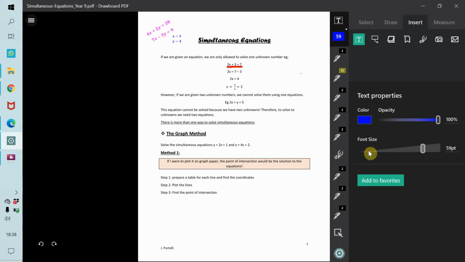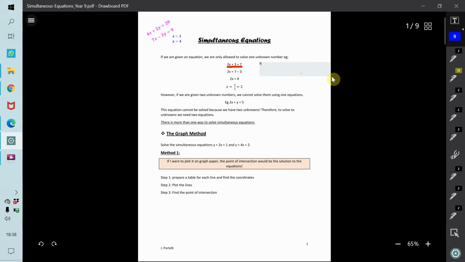I need to decrease all these. I need to make sure to remember to decrease them for you. To find, and now it's too small, lovely.